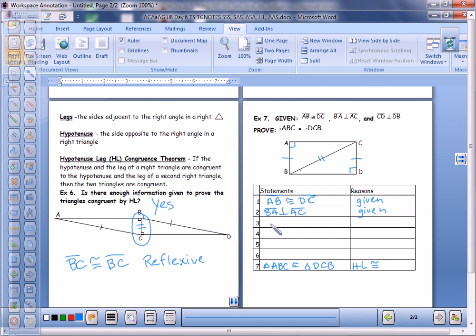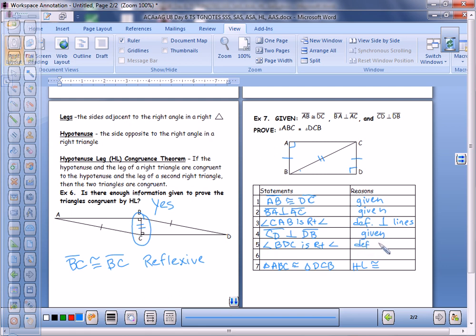So I know that angle CAB is a right angle. Definition of perpendicular lines. Our definition of perpendicular lines tells us that they form a right angle. Now I'll talk about this one. If CD is perpendicular to DB, because I was given that information, then I also know that angle BDC is a right angle because of the definition of perpendicular lines.